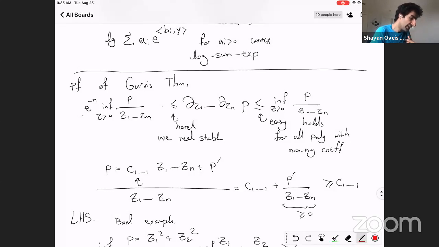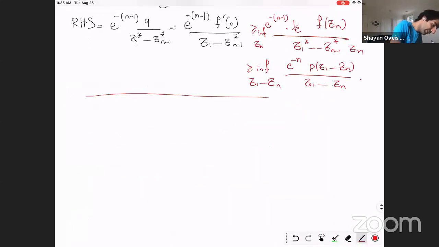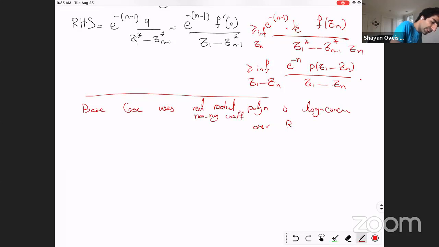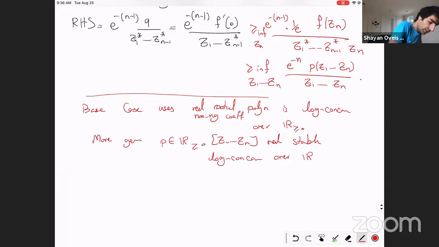Okay, let me say one last thing. I should say that the base case uses that a real-rooted polynomial with non-negative coefficients is log concave over non-negative reals. Now, more generally, a polynomial P with non-negative coefficients that is real stable is log concave over non-negative reals as well. Okay, so I'm not going to prove this in this course.